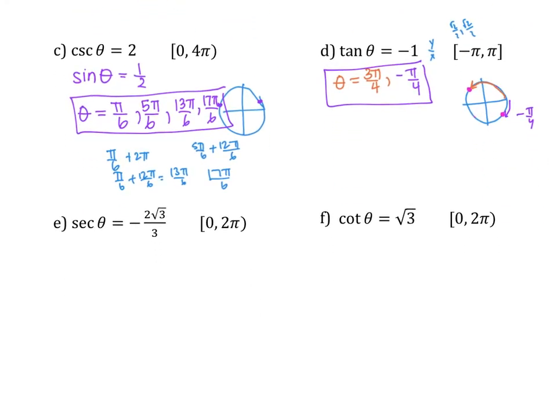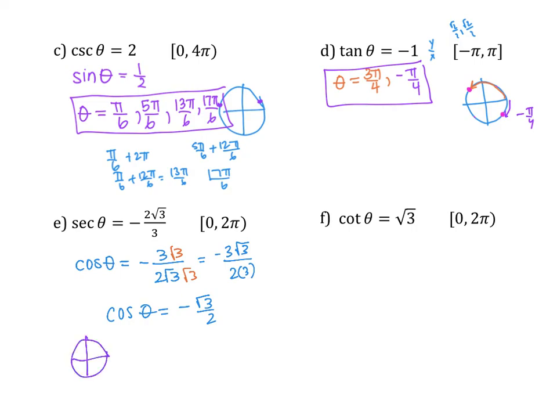Okay, 2 more. This one says secant theta is -2 root 3 over 3. I am going to do the reciprocal because then it's easier to search for on the unit circle. Let's rationalize it. I'm going to cancel out the root, no, not the root 3's, the actual 3's. So I'm left with negative root 3 over 2, which I like because I could find that on the circle.